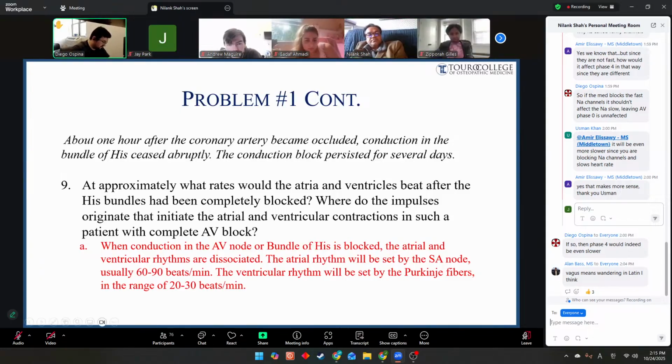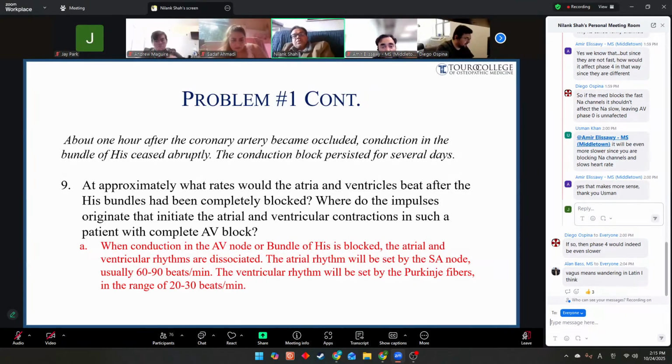Is it related to overdrive suppression, where if it's an ectopic pacemaker, if the SA node is not working, then the next one in line with the faster rate will take over the pacemaker activity? In this case, I think the AV node, which is 40 to 60, will be the new pacemaker. Is it the AV node or something else? I mean, there is AV block. I said that in the question. There's AV block. It's a complete heart block, right? It's a 3rd-degree AV block. So what would happen? So it will be set by the Purkinje fibers.